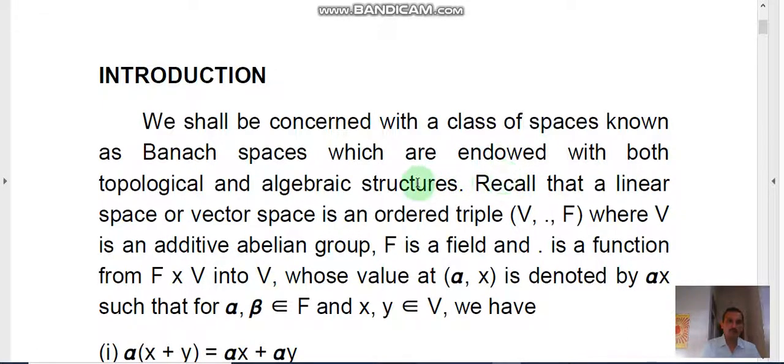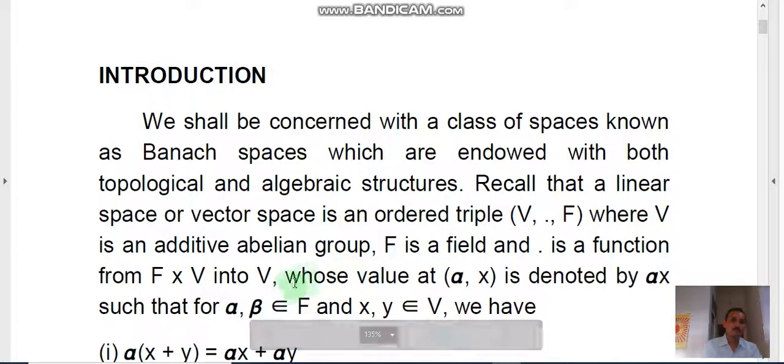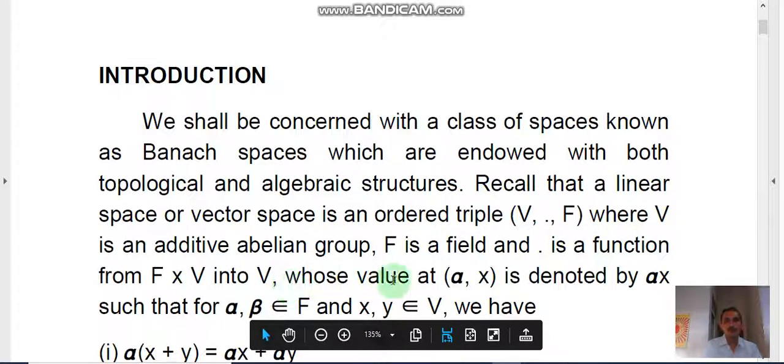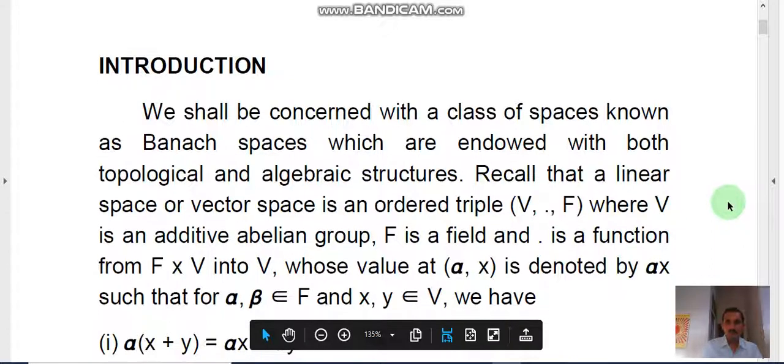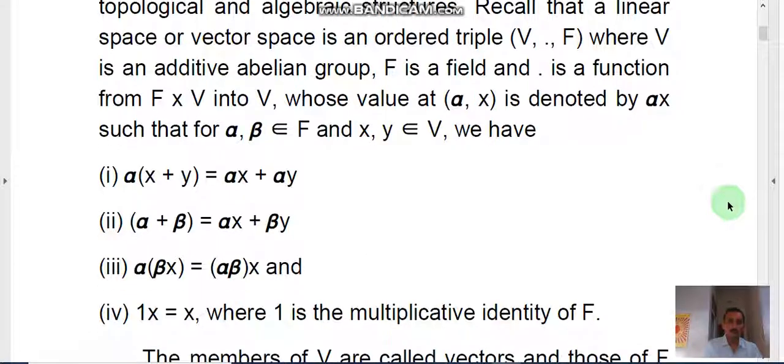Recall that a linear space or vector space is an ordered triple (V, +, ·), where V is an additive abelian group and F is a field and dot is a function from F cross V into V, whose values at (alpha, x) is denoted by alpha x, such that alpha, beta belong to F and x, y belong to V. We are having the following properties for this linear space or vector space.